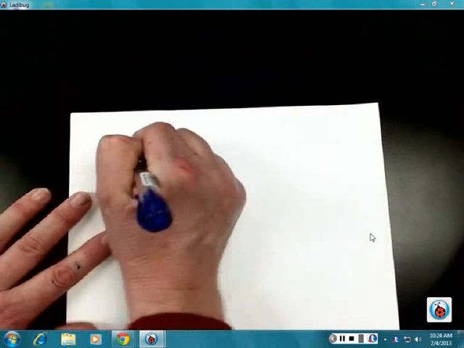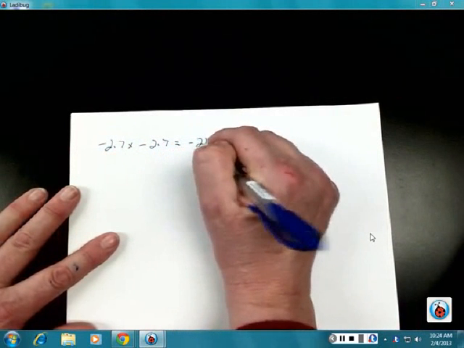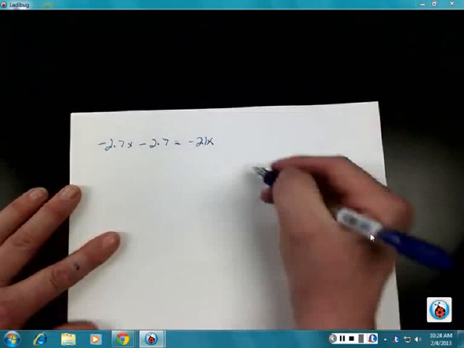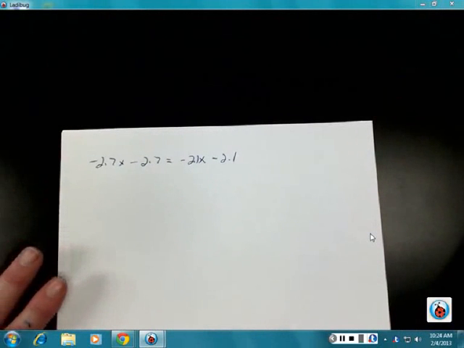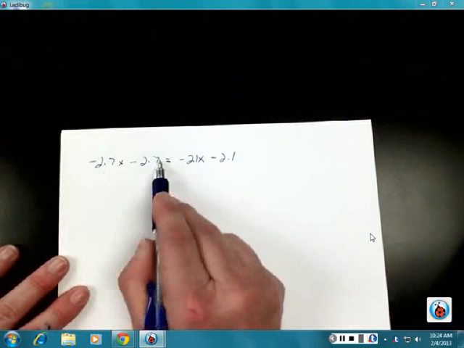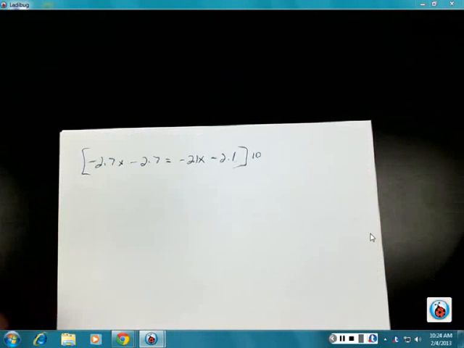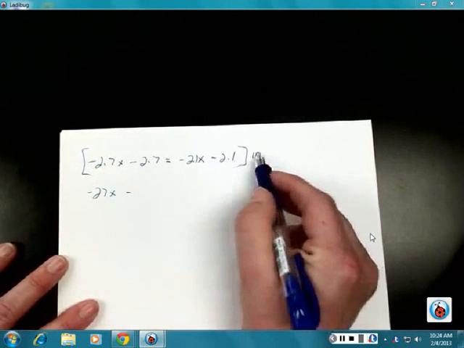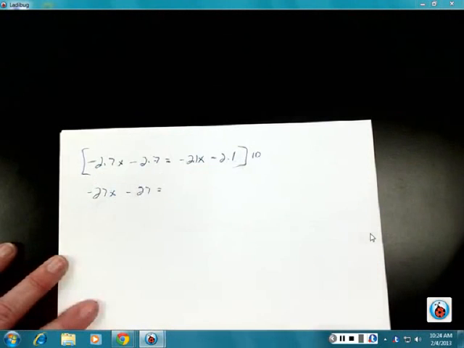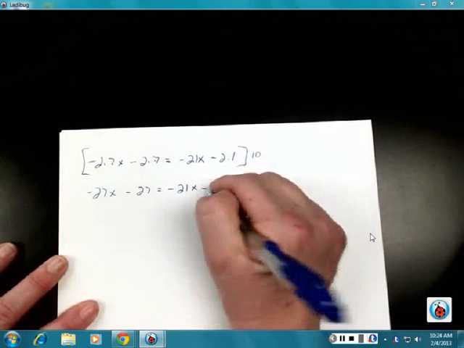Negative 2.7x minus 2.7 is equal to negative 2.1x minus 2.1. Do you want to get rid of decimals or keep them? Get rid of them. So if I get rid of them, notice every decimal is in the tenths position. So that means if I multiply by 10, they'll all go away. 10 times this is a negative 27x. 10 times 2.7 is 27. 10 times negative 2.1 is negative 21. And 10 times that is a minus 21.